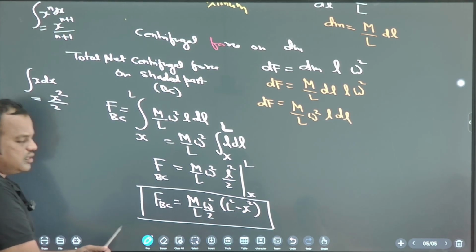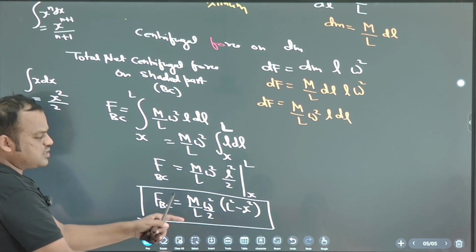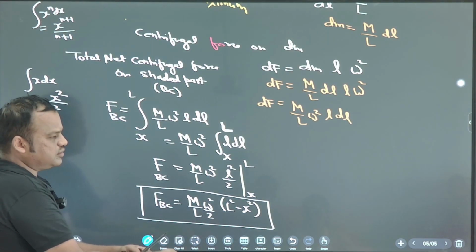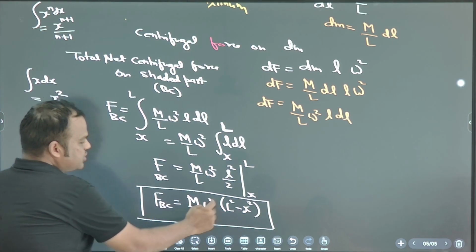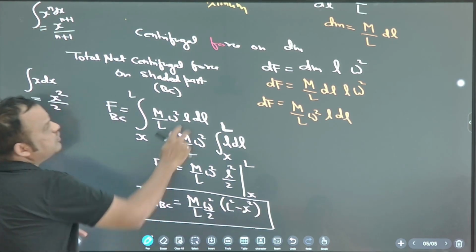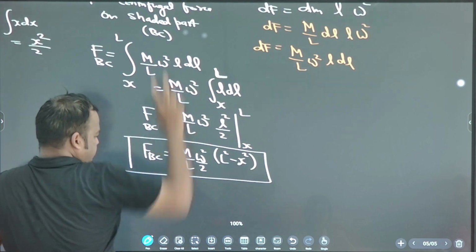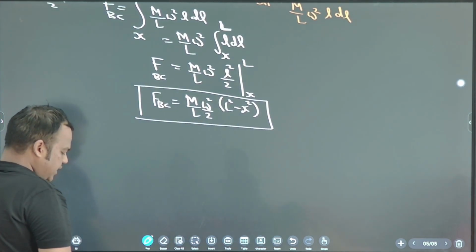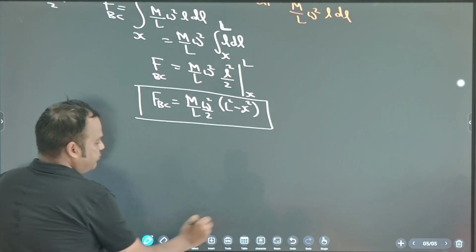Omega. If I move slow, omega is less. Now move fast, omega is more. Correct or not? When omega is more, centrifugal force is also more. Correct or not? So centrifugal force is acting where? What is the direction of centrifugal force? Away from center.